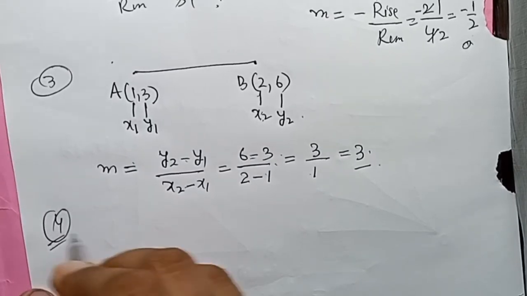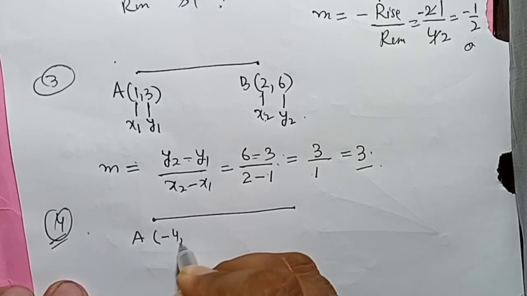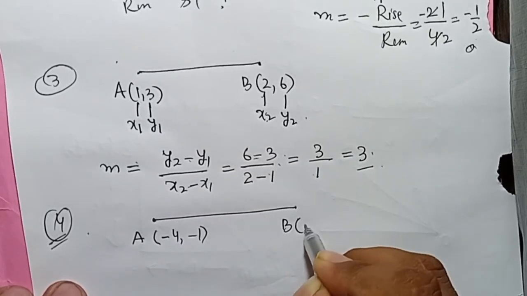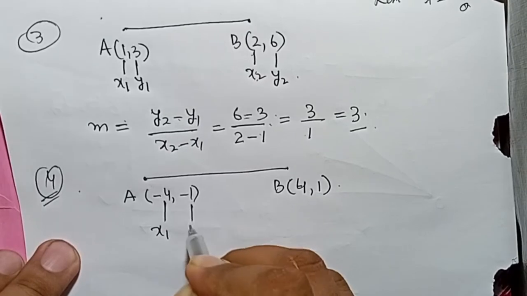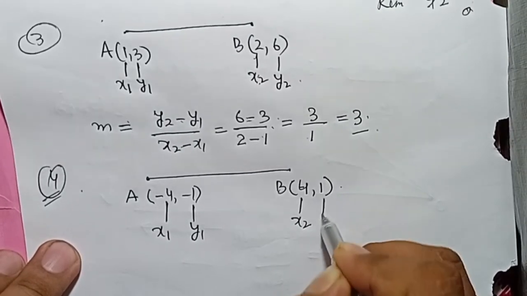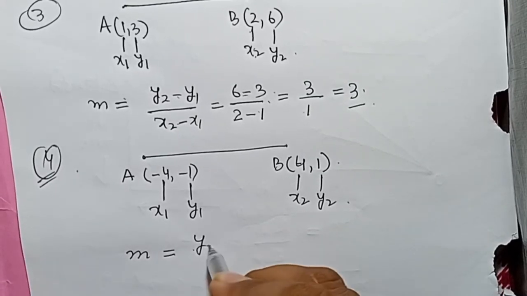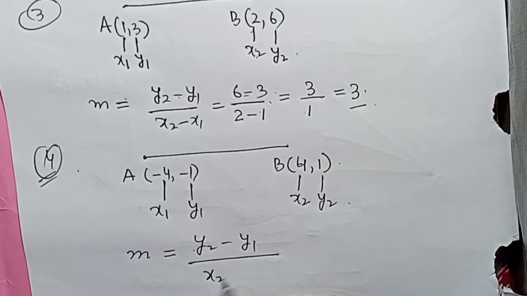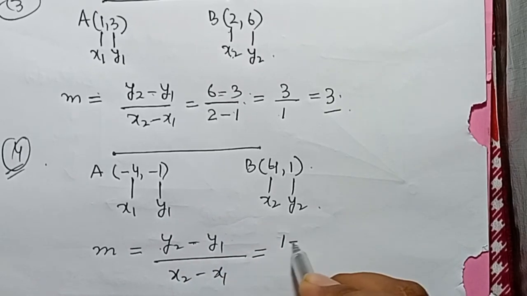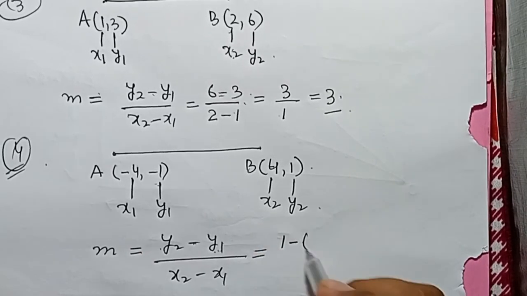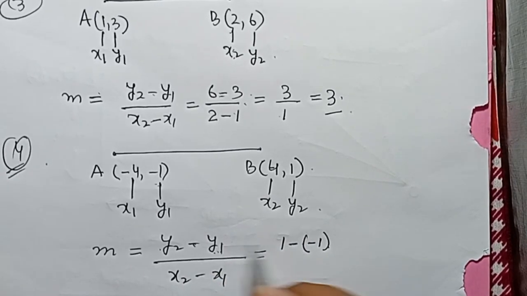You can see the 4th question. A is minus 4, minus 1 and B is 4, 1. Now this is x1 and y1, this is x2 and y2. To calculate the gradient, m is equal to y2 minus y1 divided by x2 minus x1. What is y2 here? That's 1. Then I write this minus, then what is y1? That is minus 1. So I will write minus 1 in brackets. This minus I have taken from the formula.